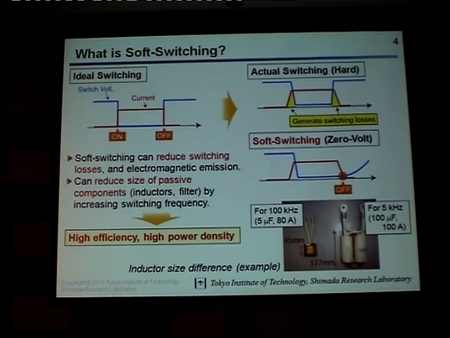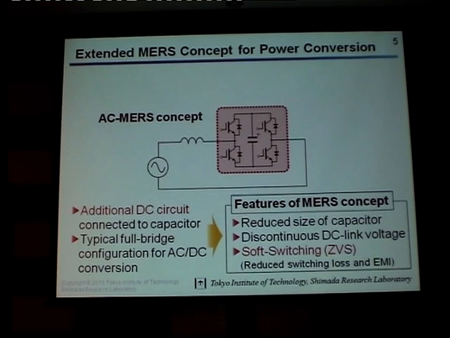So soft switching can contribute to high efficiency converters and high power density converters. So we are back to the MASS concept. This concept was already introduced by Professor Shimada, the AC MASS concept.